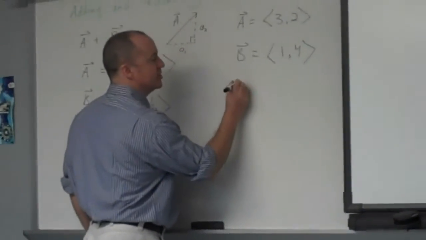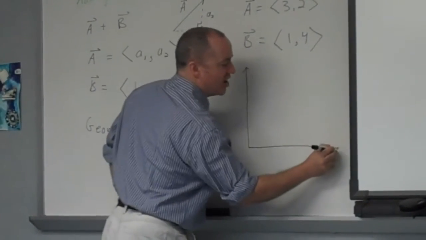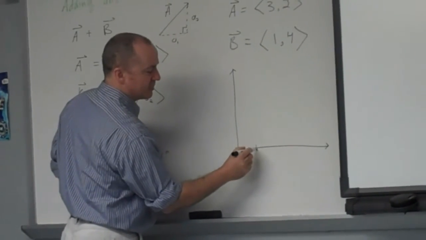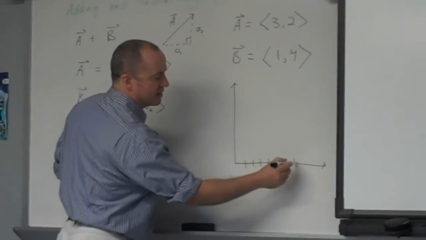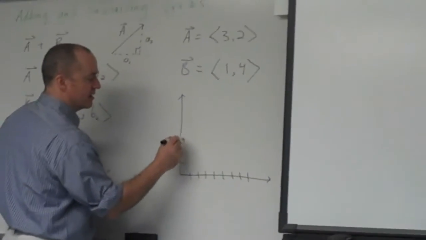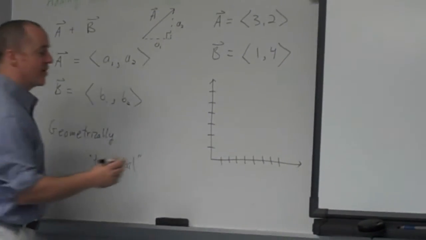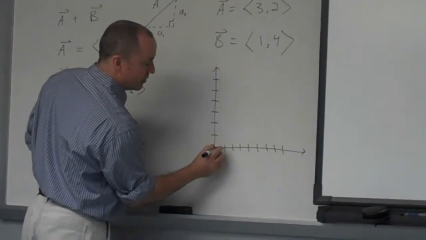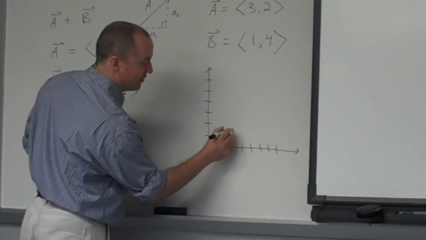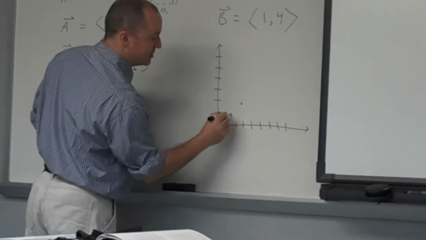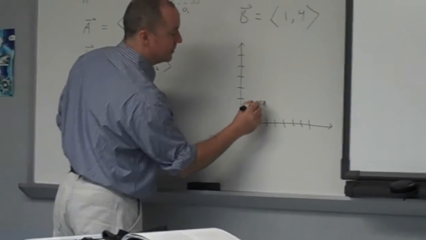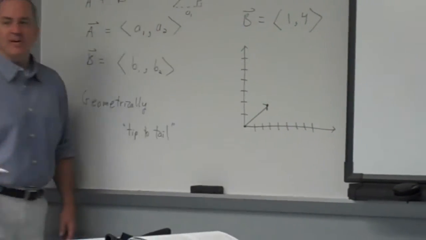So I'm going to choose to draw vector A from the origin. 1, 2, 3, 4, 5. Up to the point 3, 2. Okay, that's going to be my vector A.